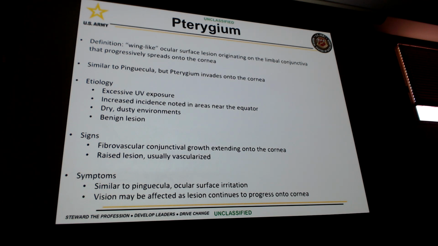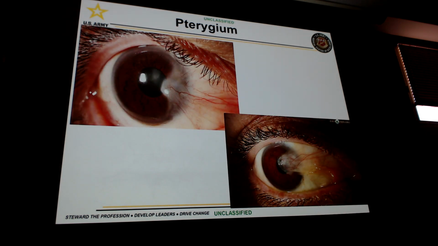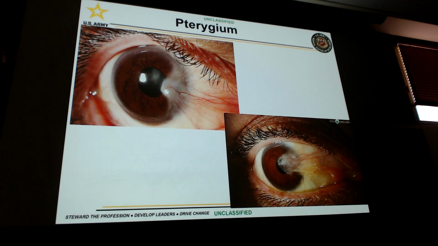So a pterygium is similar in nature to a pinguecula in how you can get it. But a pterygium differentiates itself from a pinguecula in that it spreads onto the cornea. So we can obviously appreciate why this would be a little bit worse than a pinguecula because it's growing onto the cornea here. And so you can see some pictures here. These are pterygium because they are growing onto the cornea in that wing-like manner.